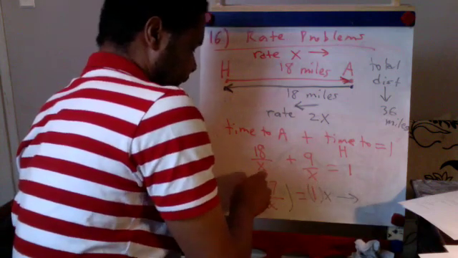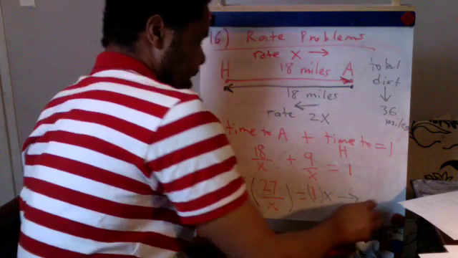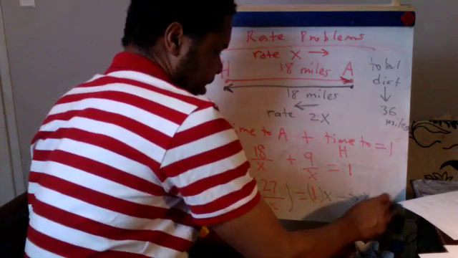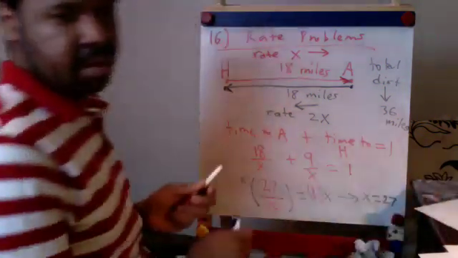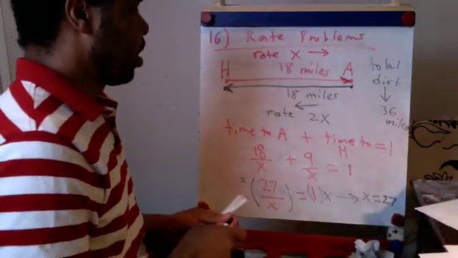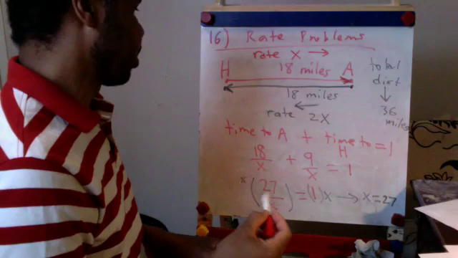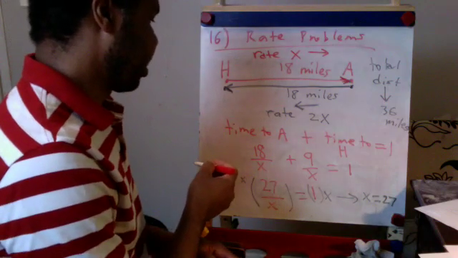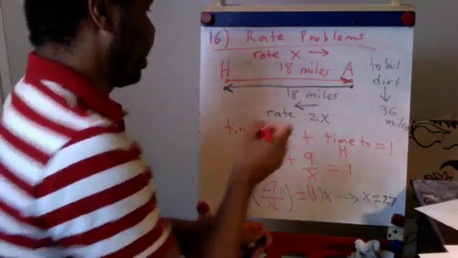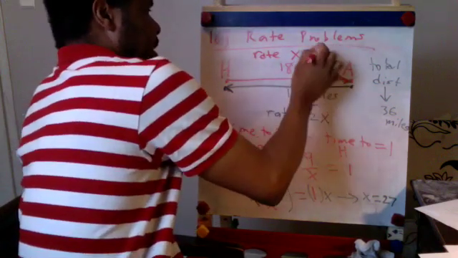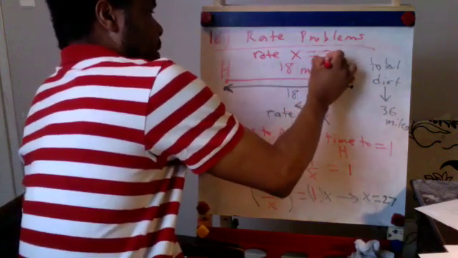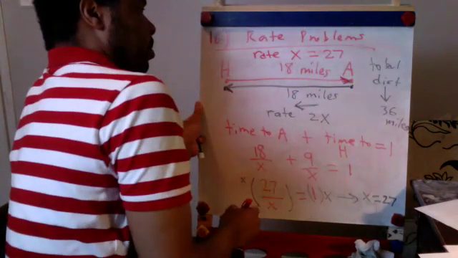And that would give you x cancels x here, and that would give you, as I said, x is equal to 27. X is equal to 27. All right, so that is the rate. That is the rate that he is traveling, his speed to the airport. So his speed to the airport is 27.